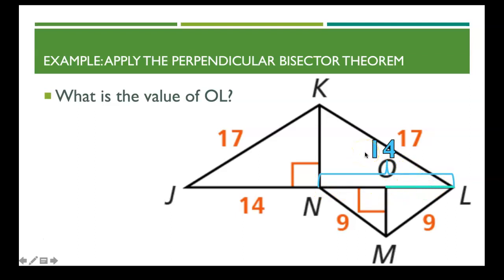So it's 14 there. And then, okay, self, this triangle here on the bottom, MNL, it also fits the profile for theorem 5-2, the converse of the perpendicular bisector theorem. 9 is congruent to 9. We have that perpendicular line. And I can say that those two pieces there from N to O and from L to O are going to be congruent. And I'm going to do 14 divided by 2, which will give me 7. And OL is equal to 7. That's my answer.